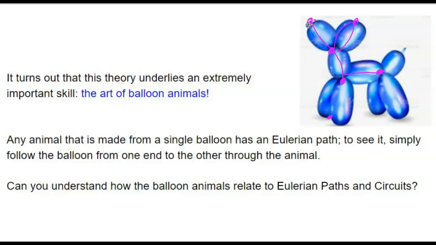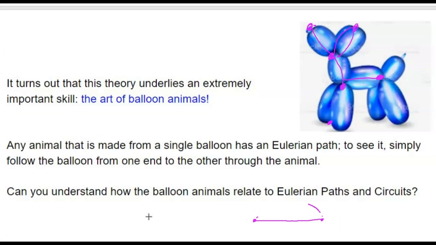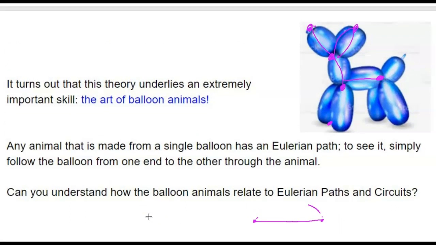All right, so the circuit, we would have to take one balloon and fold it and twist it in different ways to where they would end up at the same spot. That can happen for some shapes. I think of swords. Sometimes that takes more than one balloon, so then that's not going to be a circuit.